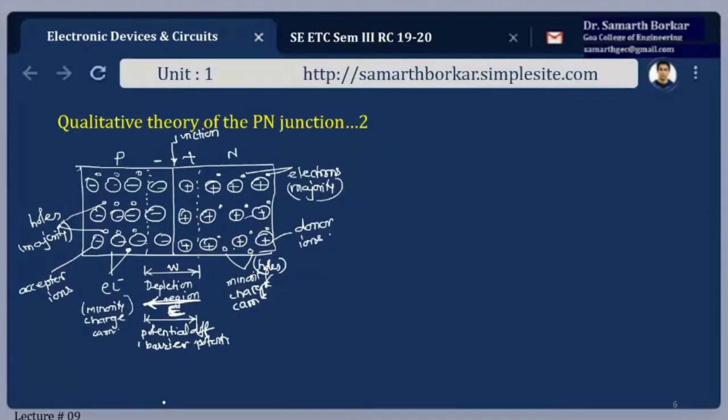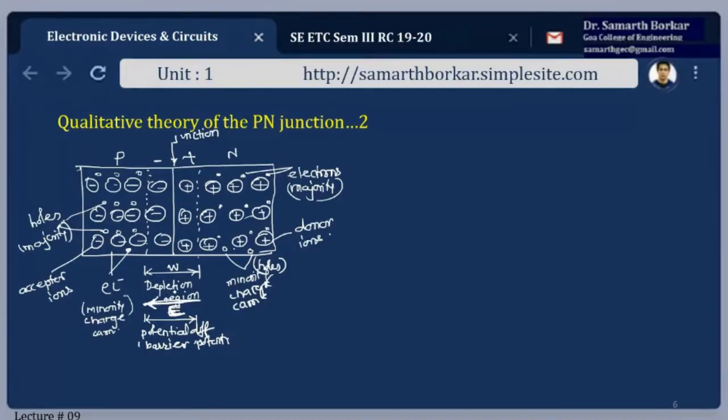Again, just let me revise this. Some of these holes in the p region and some of the electrons in the n region diffuse towards each other and recombine. That's the reason why I have not shown the holes and electrons in this particular region, which is referred to as depletion region. Each recombination will eliminate a hole and a free electron. That is what is called recombination.